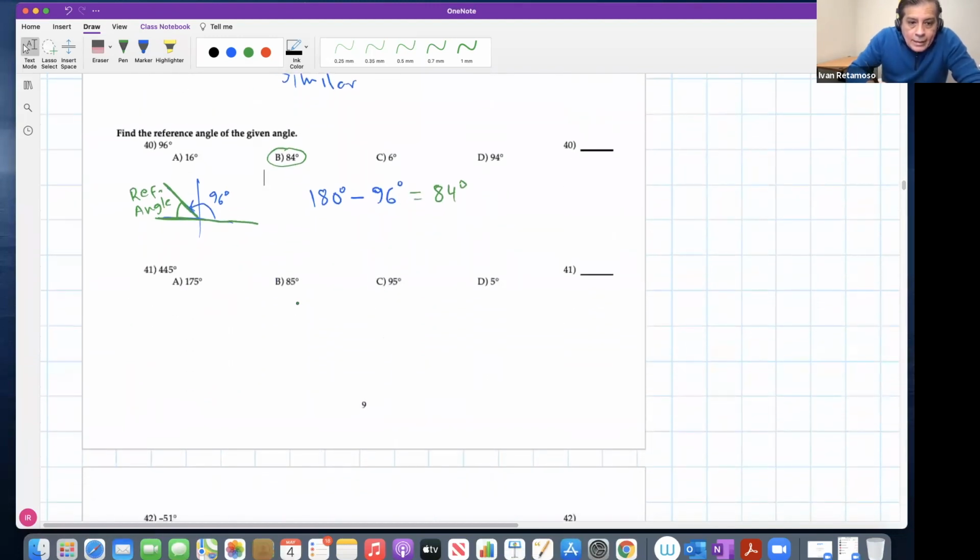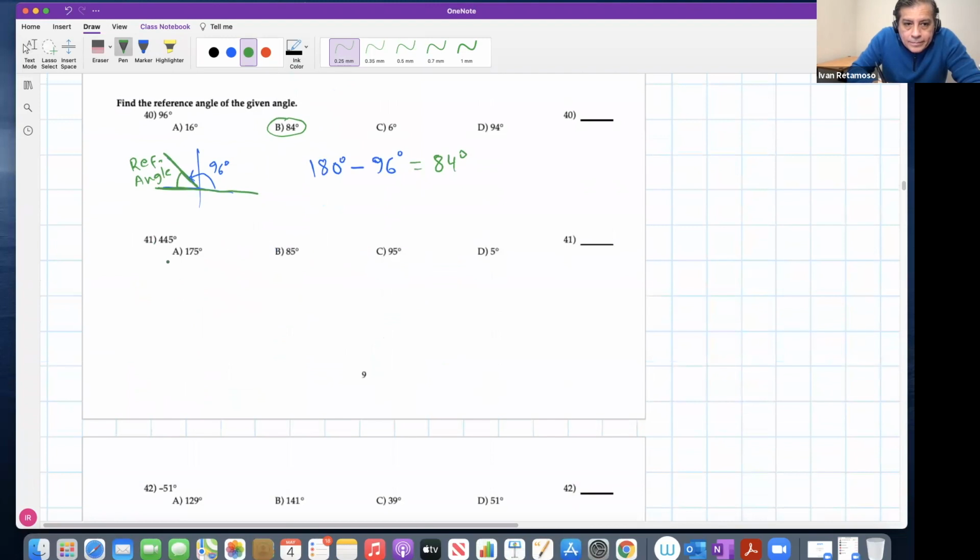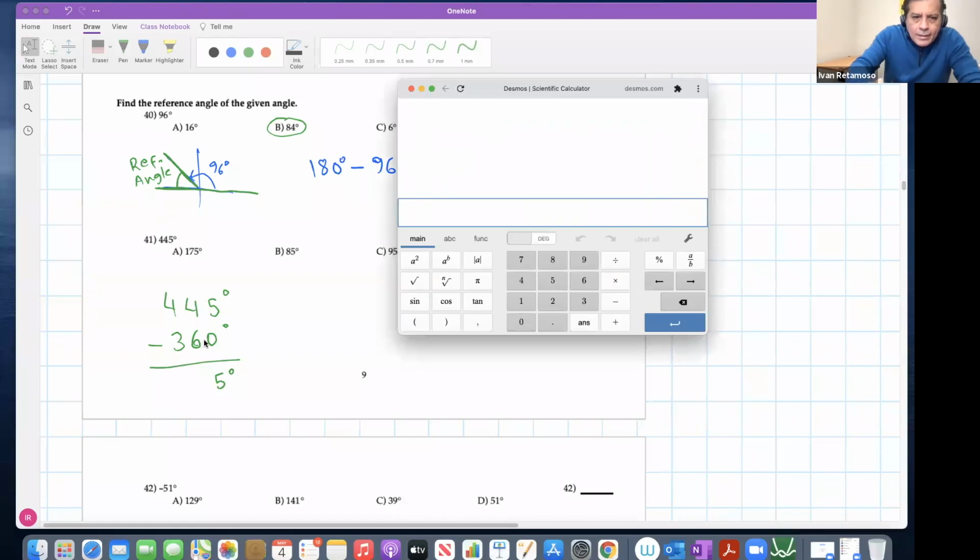Now this one, again, the reference angle. 445 degrees. This angle is really big, right? But we learned that we can always take away 360 whenever the angles are more than one full revolution, to reduce them to equivalent angles. So if you take away 360, notice what happened. 445 minus 360 is just this. Let's compute it here. It's 85 degrees.